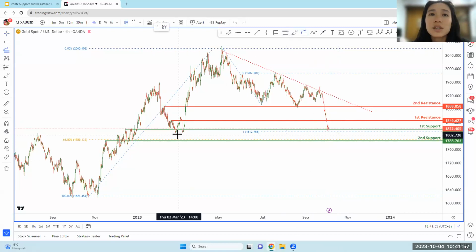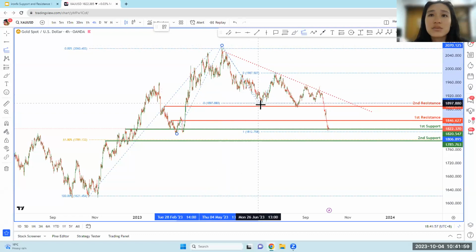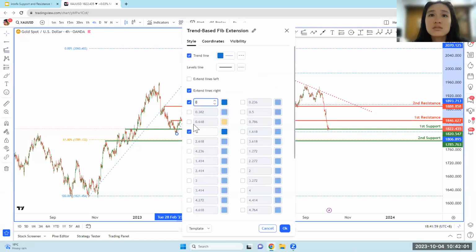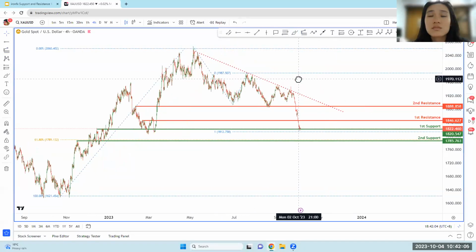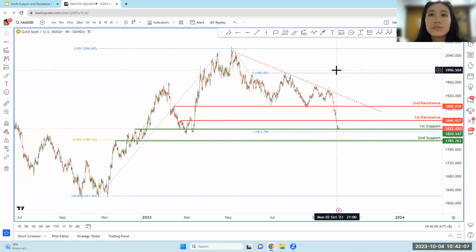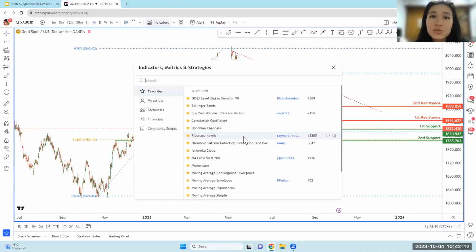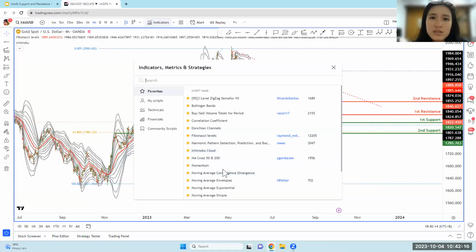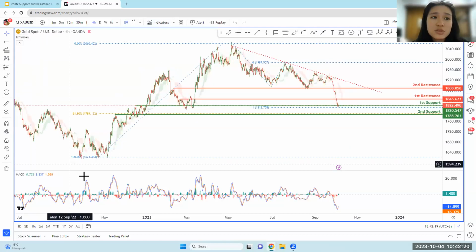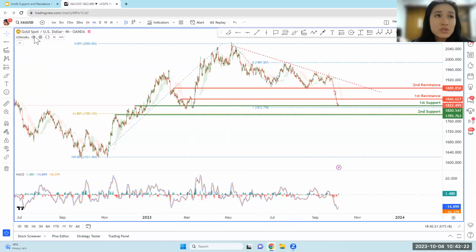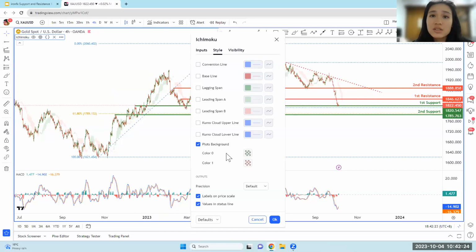Okay, I think that's all the levels that we have here. Okay, I think that's all the levels we have for Fibonacci. So the next step is to go in with some indicators, and my favorite indicators to use are the Ichimoku and the MACD. For Ichimoku, I like to just look at the cloud, which is just the plots here.